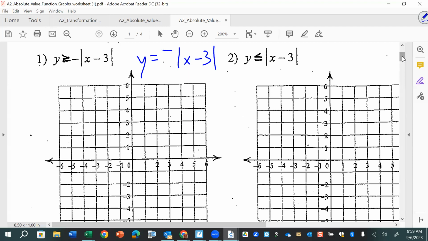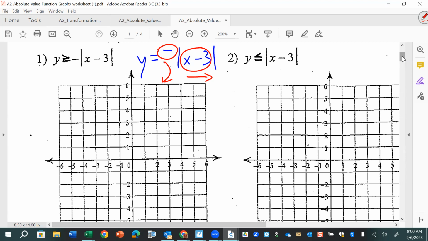Okay. And let's use your rules of transformation. Where do I slide it? Minus inside. Inside is side to side. Minus moves it that way. It's always opposite coming out of. And which way do I flip it? Yeah. Okay. So I got a V that I got to flip and slide.